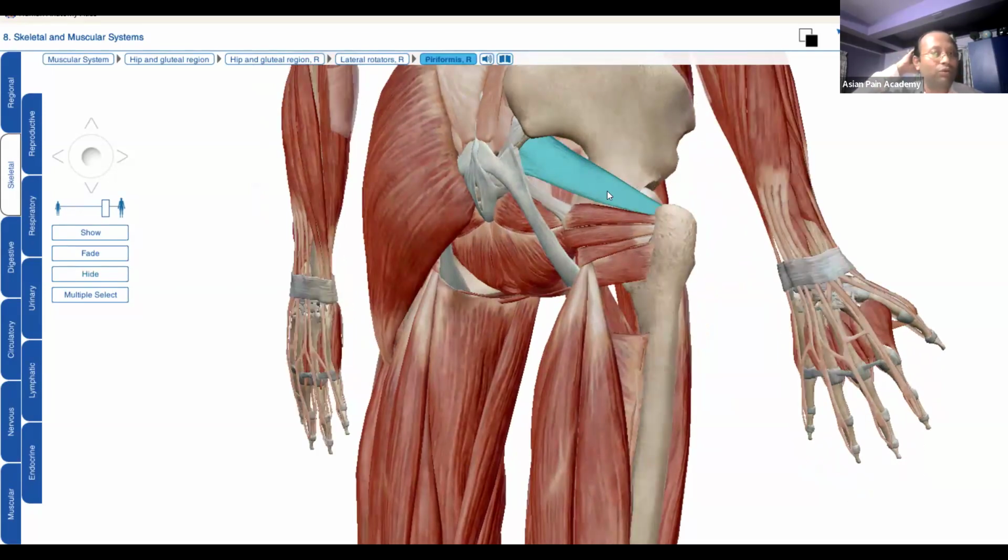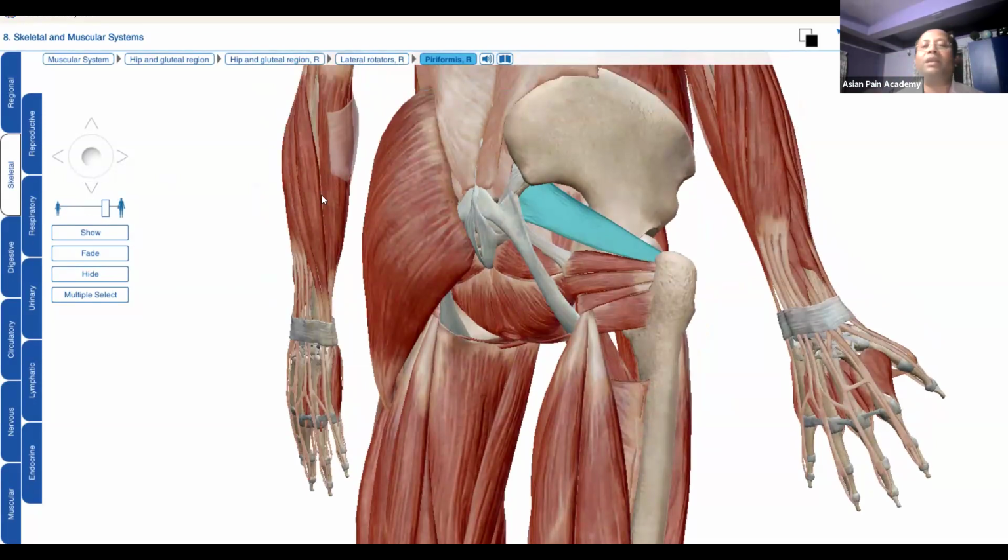For a long time, we knew that piriformis syndrome can cause sciatica-like symptoms. So if a patient is complaining of radiculopathy, and we see the spine is completely normal, there is nothing, then the second most common diagnosis that comes to our mind is piriformis syndrome.